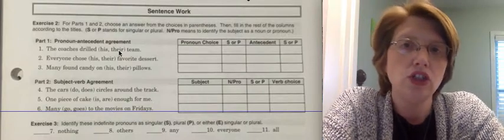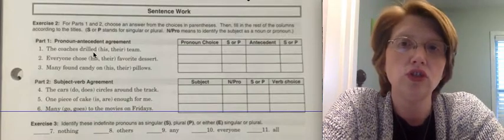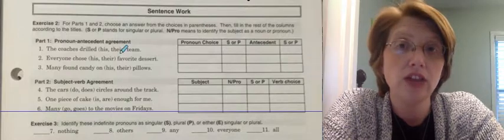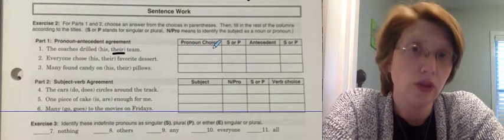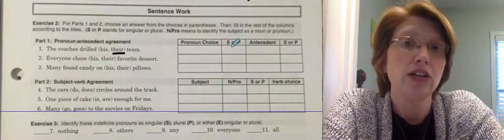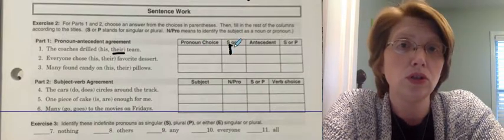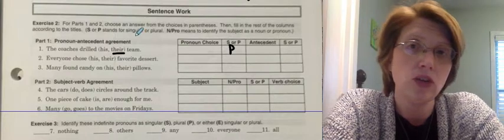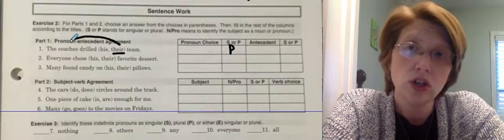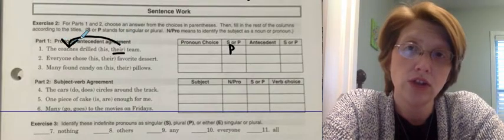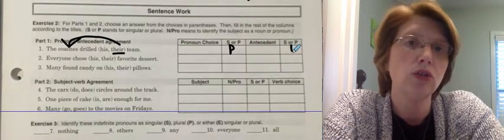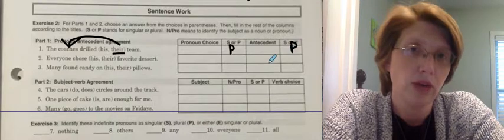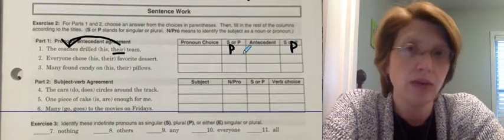So you're going to choose the correct word. The coaches drilled their team, so you're going to pick their. You're going to write the word their here. Is their singular or plural? Plural. What's the antecedent? Who is it talking about? Coaches. So for antecedent, you're going to write coaches. Is coaches singular or plural? It's plural. Okay? So you're going to fill that out the same way we did yesterday.